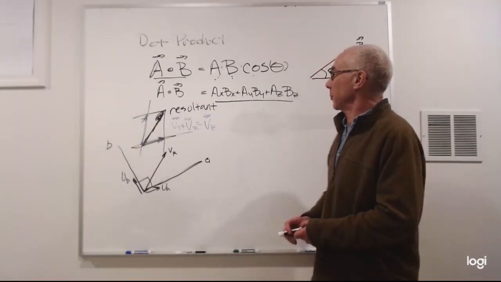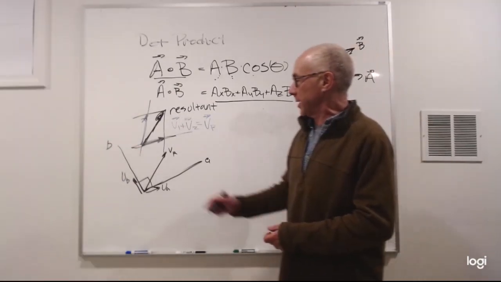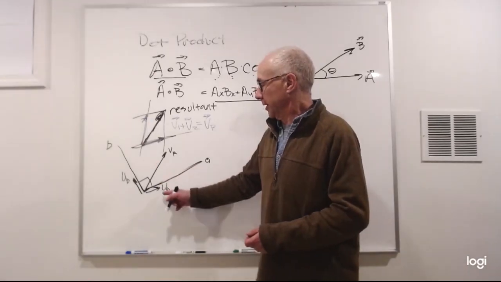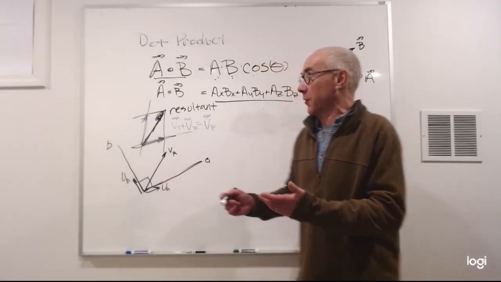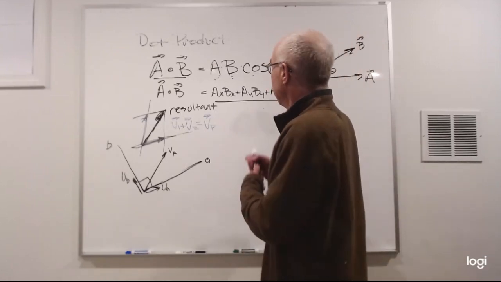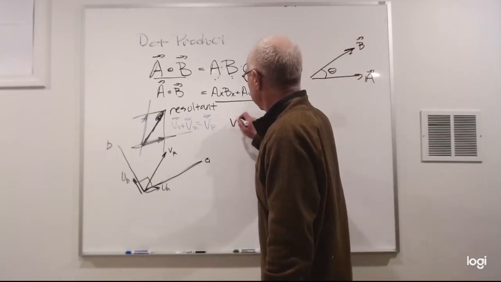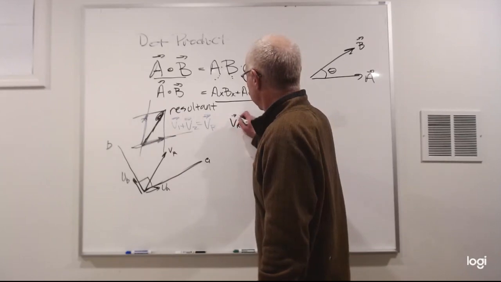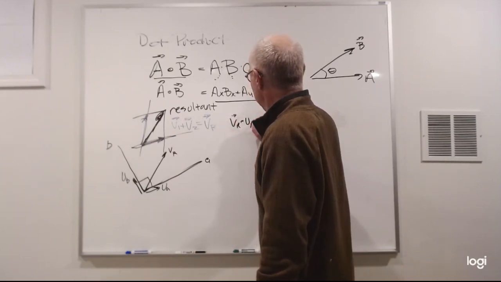What we're going to do is take the dot product of VR and UA, and you're going to see some interesting things shaking out about that. All right, so we have VR dot UA.